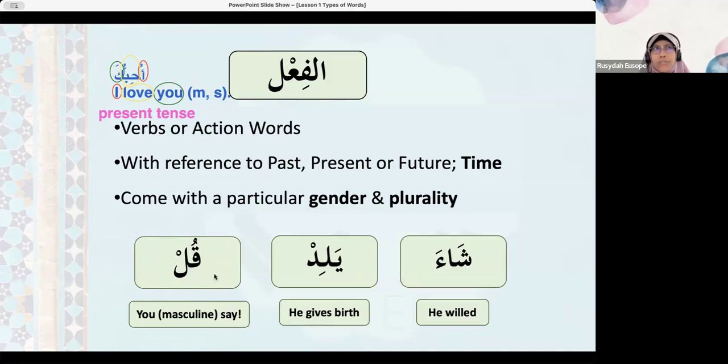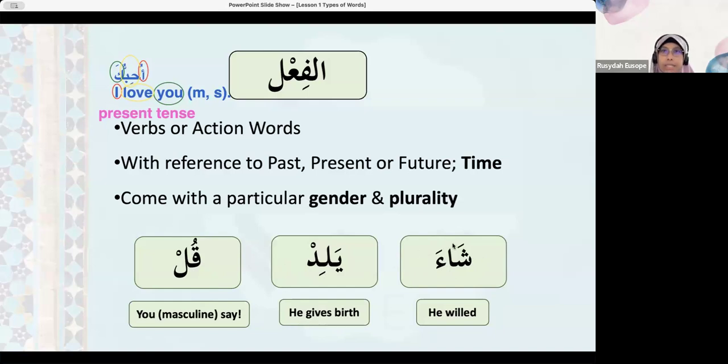In some other ayats, you might find qulu with waw at the back. Qulu is when Allah Azza wa Jalla is addressing a group of people. It comes in a different pattern: it ends with waw, and the waw means plural. So you can see here very obviously one word in Arabic is translated into two or three words. So the words in Arabic are very concise.